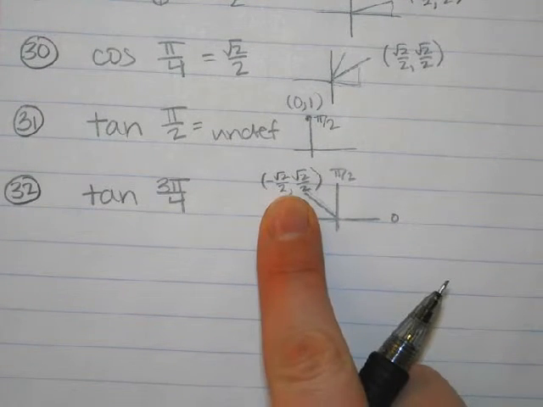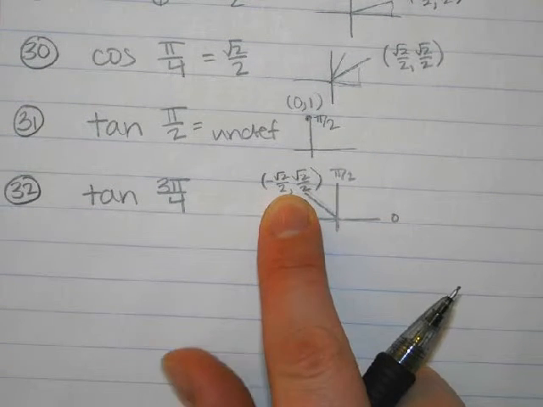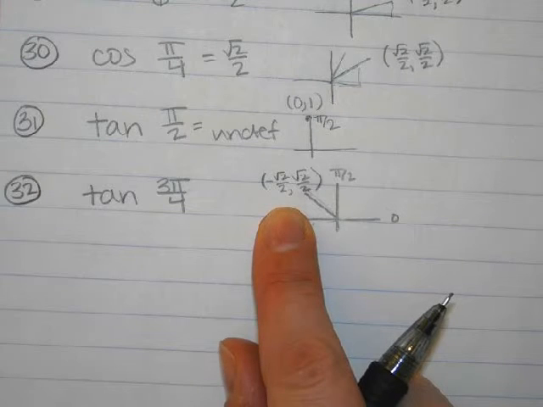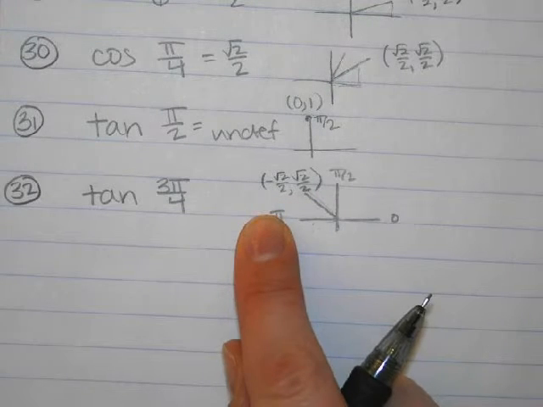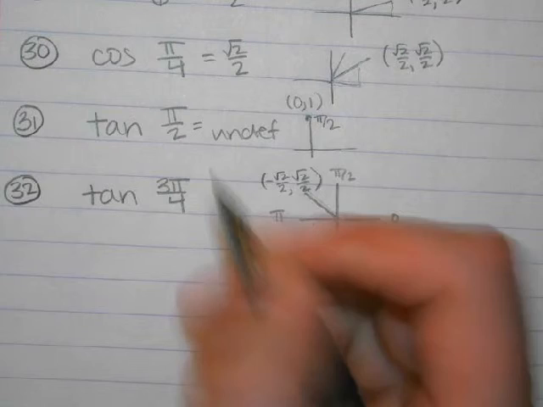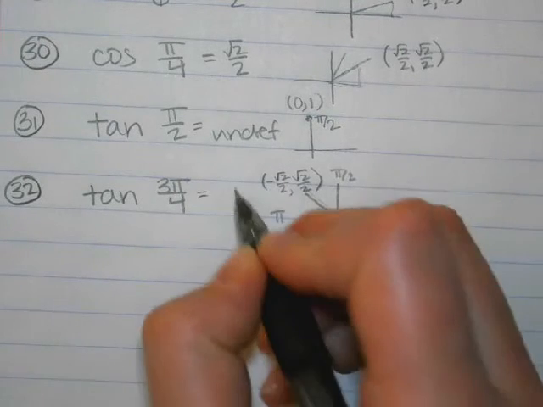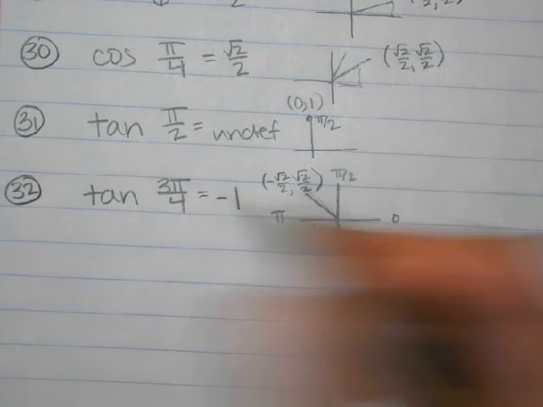So since we're going left the same amount and up the same amount, and we have y divided by x, and it's the same number divided by the same number, what do we get? We get 1, and we have a negative with it because one of them was negative.